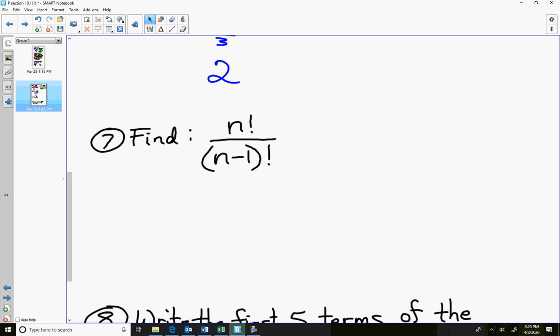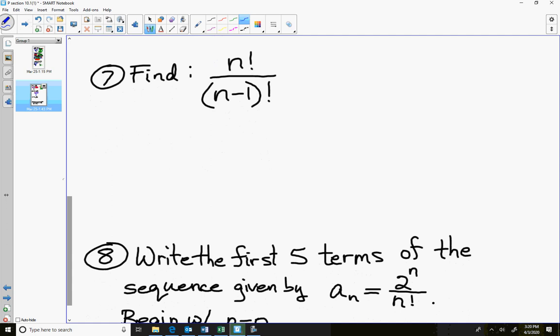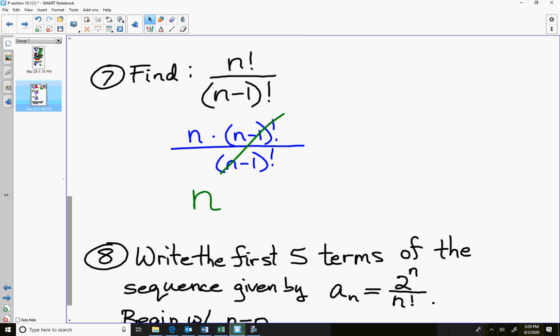Okay, follow the same idea we just did, though. Between n versus n minus 1, which one's the bigger number? The n is. So that's the one I am going to break down. So n factorial is n times one number less than that, which would be n minus 1 factorial. And that matches with the n minus 1 factorial on bottom. Those completely cancel. All I am left with is n.